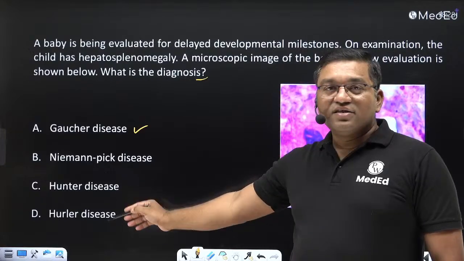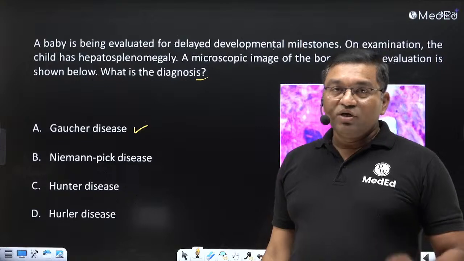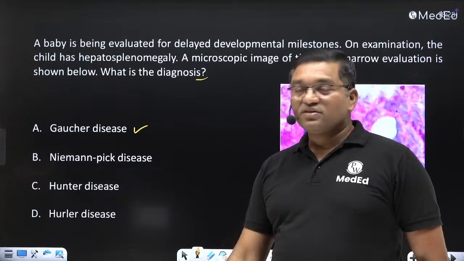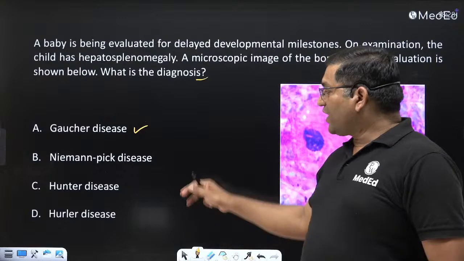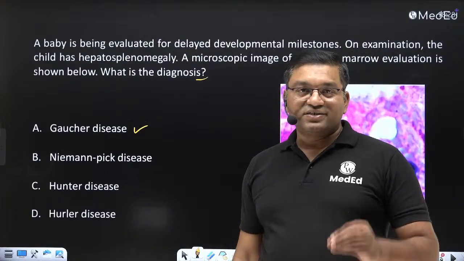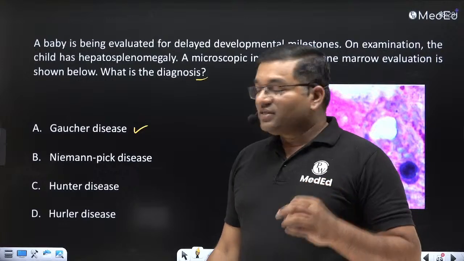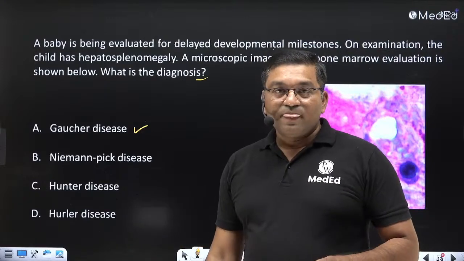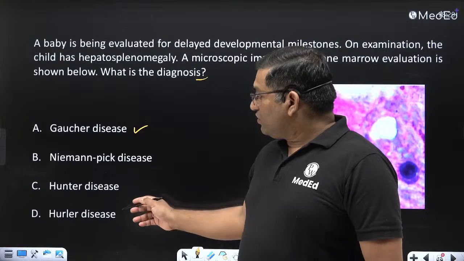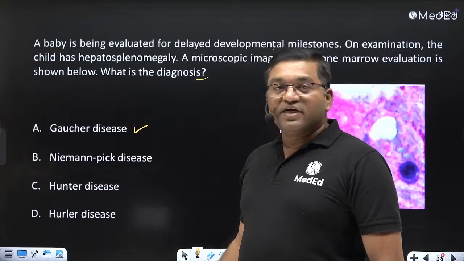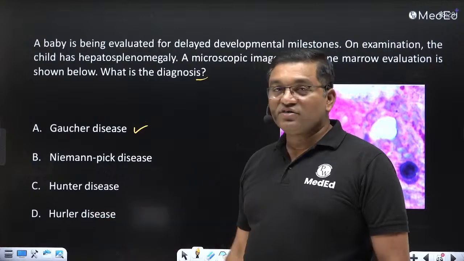Hunter and Hurler are mucopolysaccharidoses. Niemann-Pick disease is a sphingolipidosis due to sphingomyelinase defect. In Niemann-Pick disease, there is a cherry red spot on the macula. In Hunter and Hurler, there is skeletal deformity, mental retardation, and skin lesions. In Hurler, there is cloudy cornea. So multi-system involvement and hepatosplenomegaly are there in Hunter and Hurler syndrome.